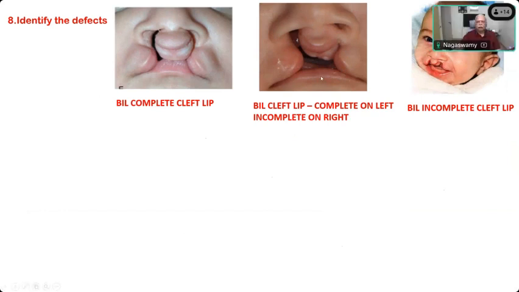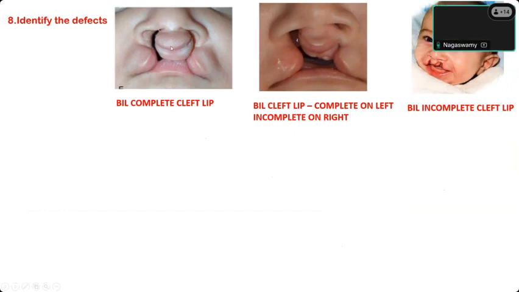Oh, sorry, right. Wrongly typed. Sorry, you are right. This is incomplete on the left and complete on the right. My typing mistake. I agree with that. And this is complete cleft on both sides. This is the premaxillary area, called the premaxillary projection. What is the importance of this premaxillary projection? It forms the philtrum.